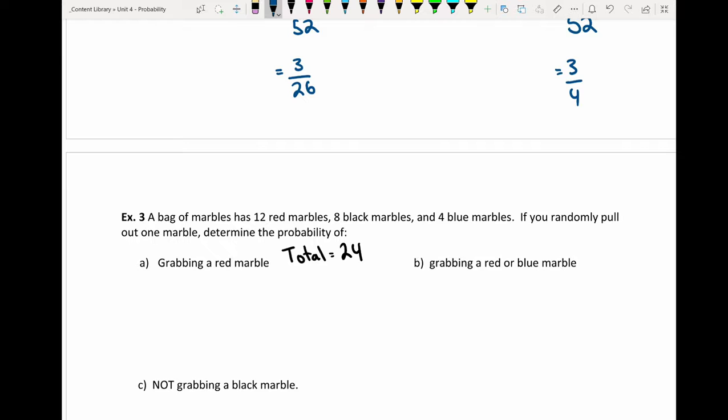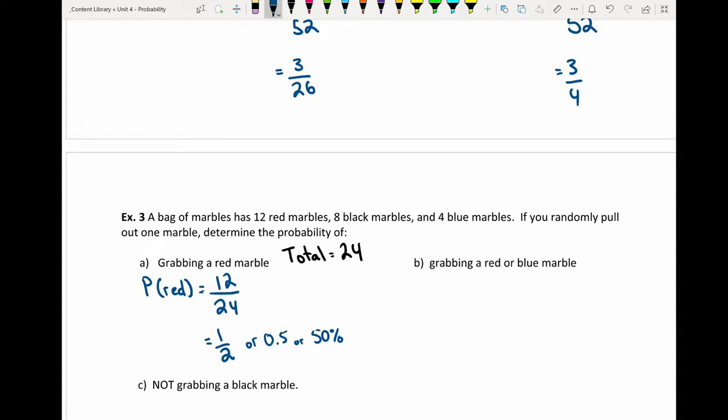So for the first one, the probability of red, I know the total is going to be 24 because there are 24 outcomes, or marbles, in total. And how many red marbles do I have? Because red would be considered successful. In this case, I have 12 red marbles. So 12 over 24, and I can reduce that to 1/2, or 50%. Remember, we can always change it to a decimal or a percent. So you could say 50% chance of getting a red marble.